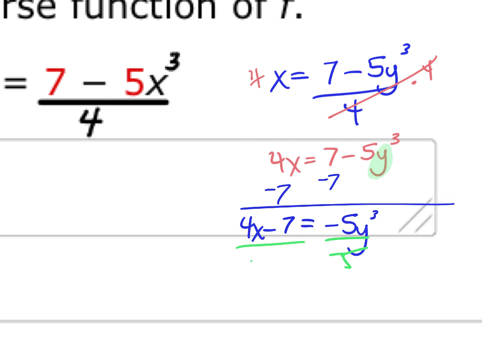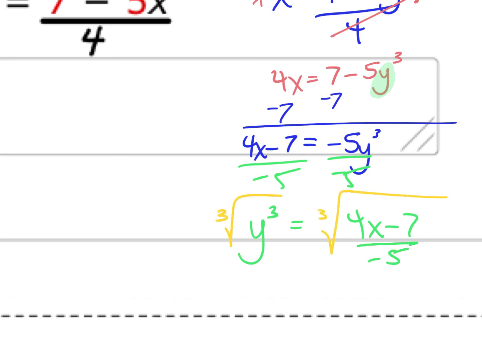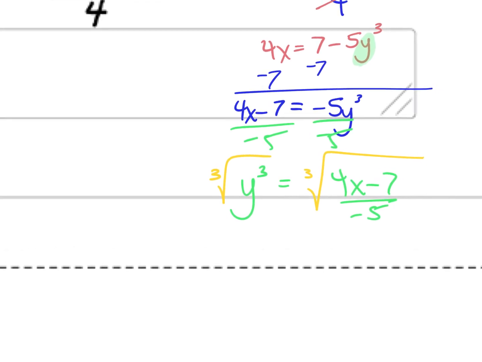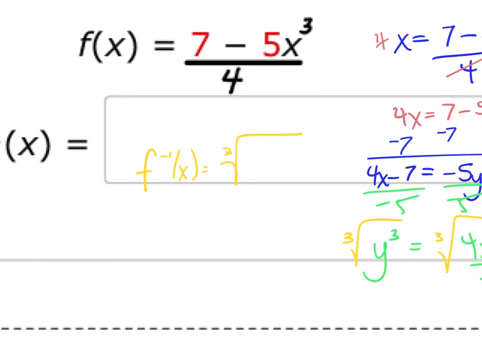Perfect. Divide both sides by -5. I'm just switching y on the side, I just like it better like that. So I have 4x minus 7 over -5. And now we take the cube root. How do I write this correctly? F -1 of x. My inverse is the cube root of 4x minus 7 divided by -5.